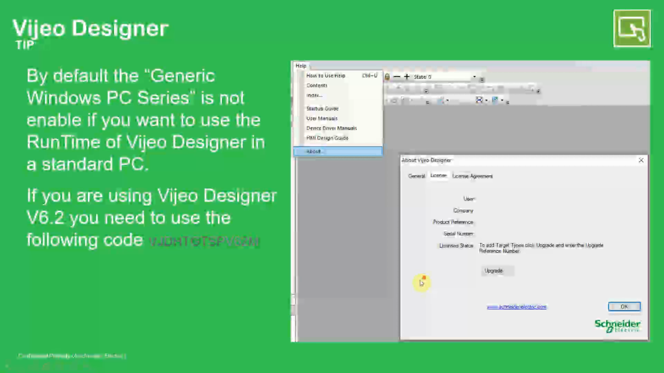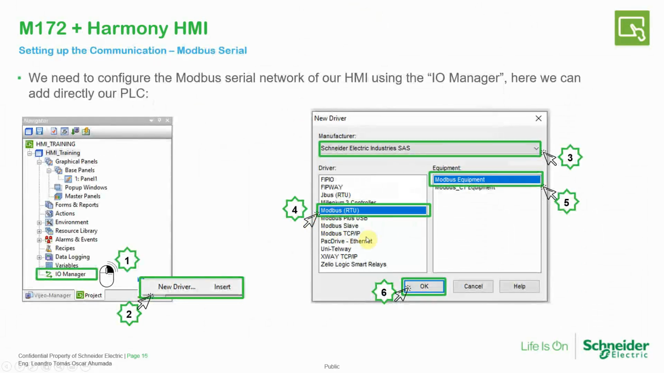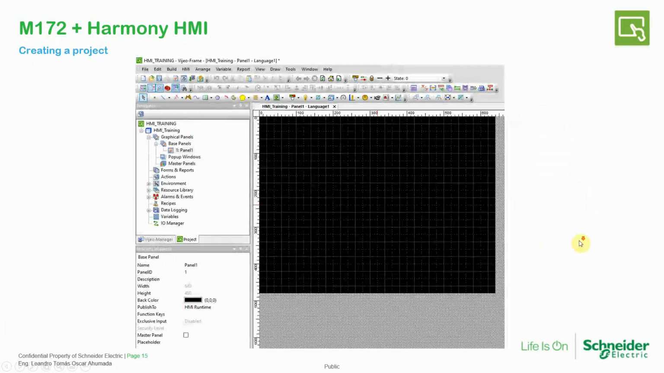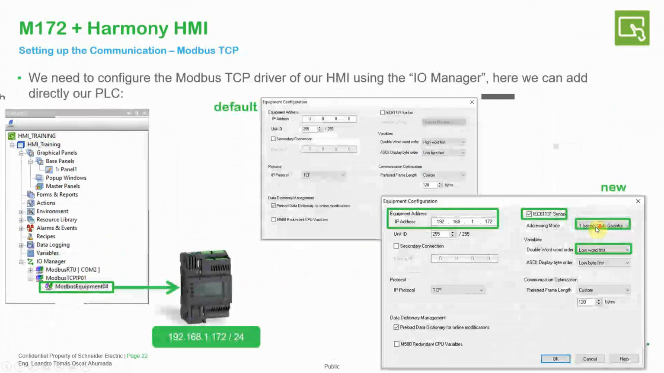Let's see if there is something else missing. This one could be interesting if you want to use a PC. To make the runtime for Vijeo Designer run on your laptop, you need to introduce this code here in the help to activate it. You need to select the runtime and standard PC. I think I didn't forget anything.